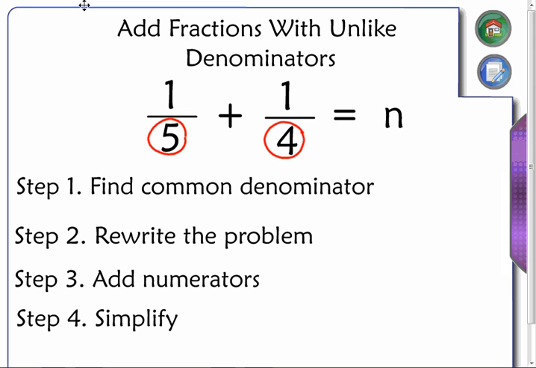So I want a number that both 5 and 4 divide into. Not what goes into them, but what do they go into. It's different. And when in doubt, this always works: multiply the two numbers together. What's 5 times 4? 20.